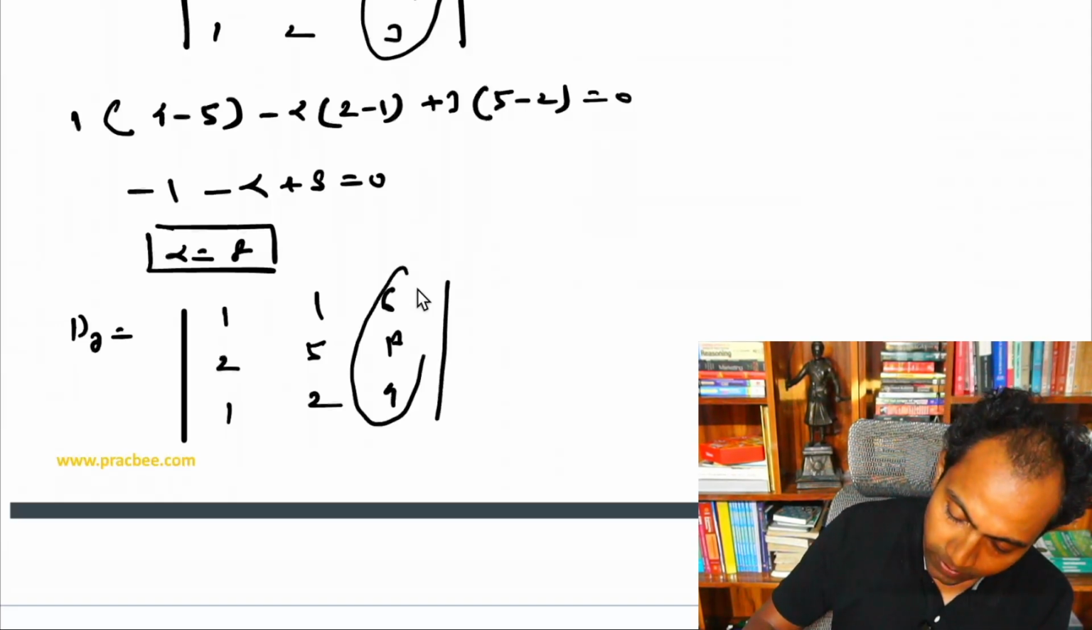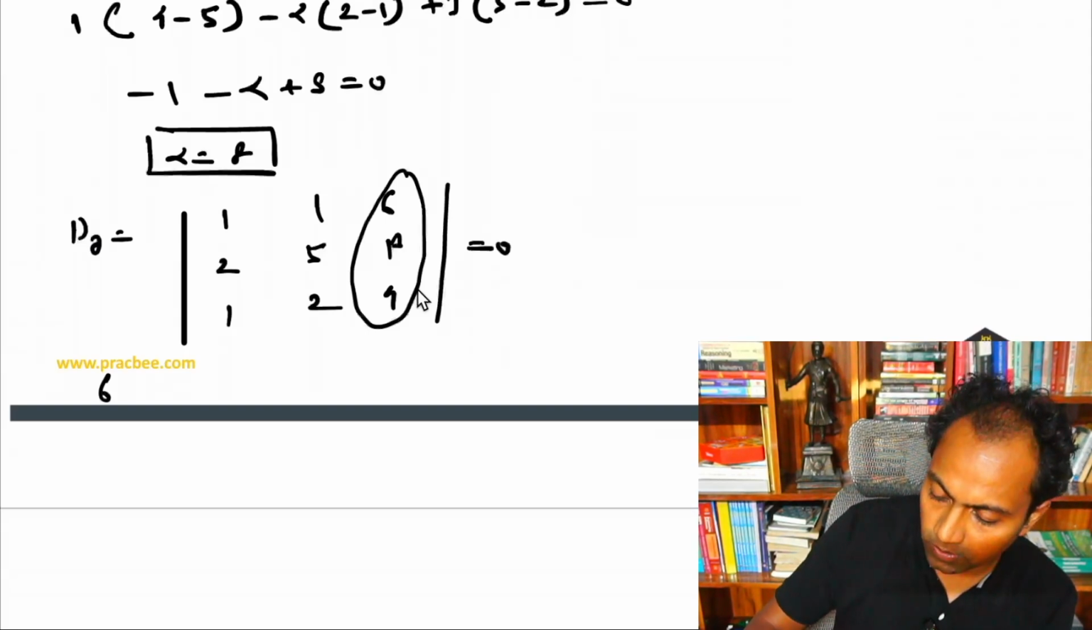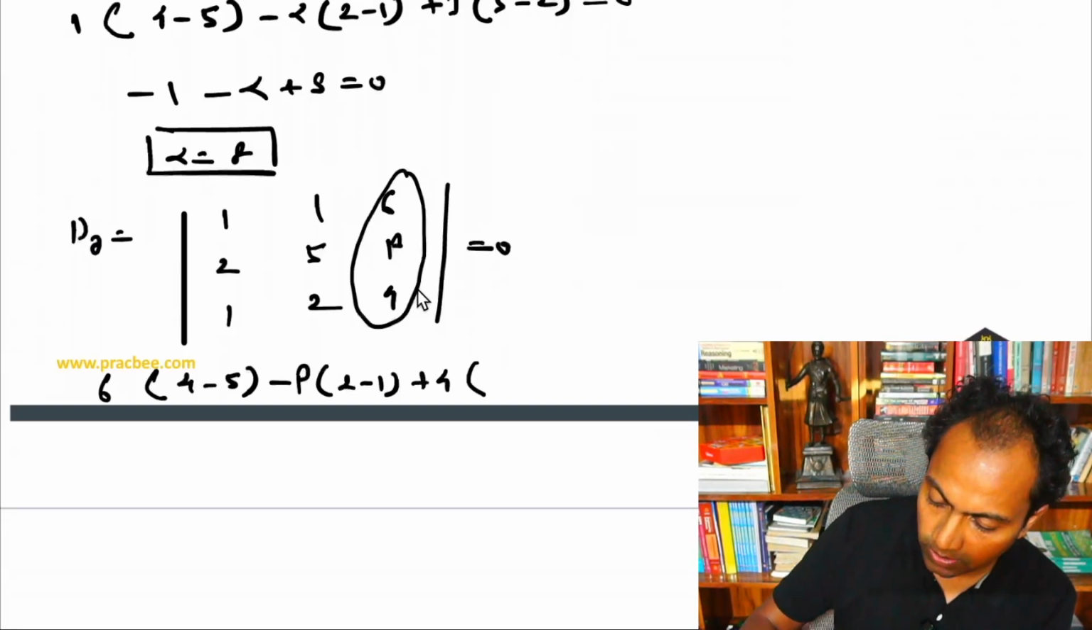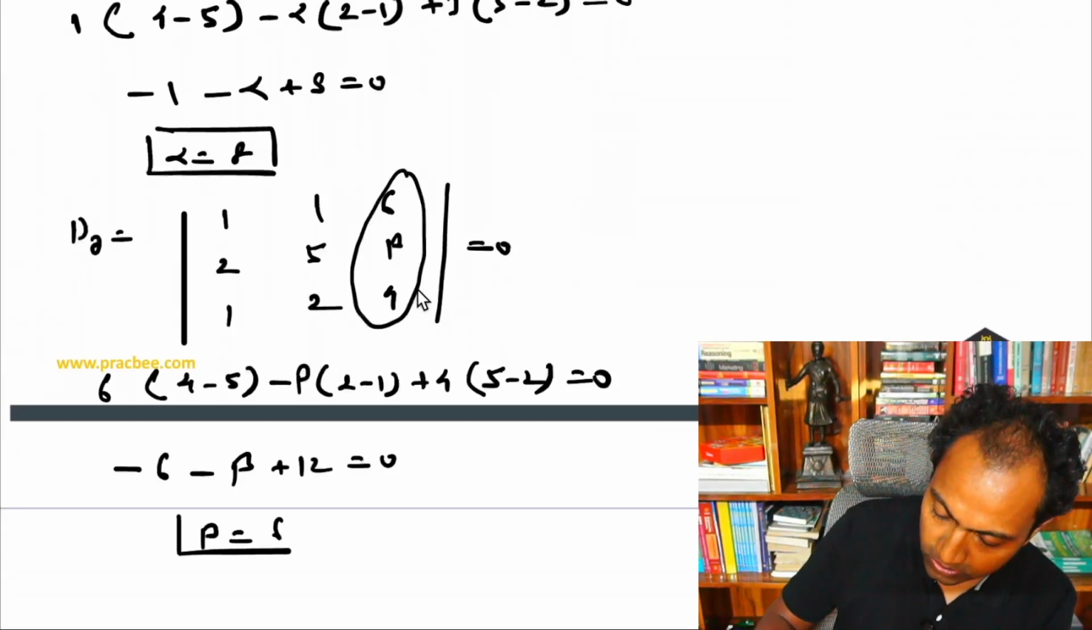And again we will open it along the third column, and if I do so, this will be equal to 0. 6 times (4 minus 5) minus beta times (2 minus 1), and 4 times (5 minus 2) will be equal to 0. So this comes out to be minus 6 minus beta, and 4 into 3, 12, equal to 0. So the value of beta here comes out to be 6.